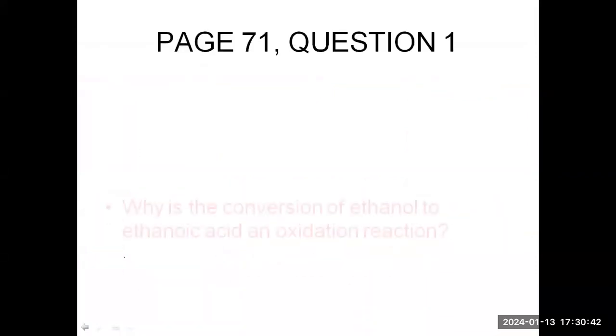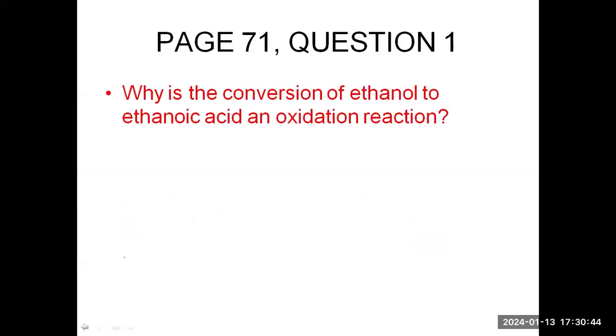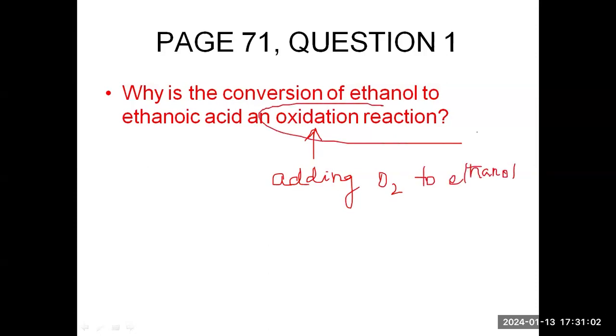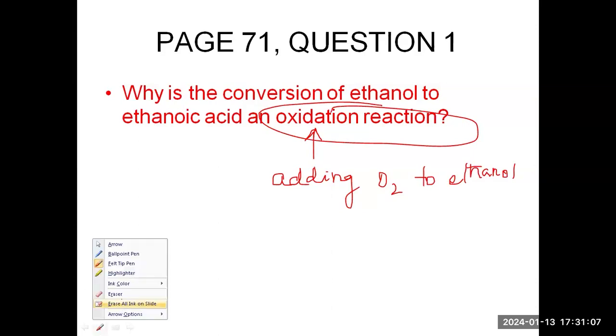So, oxidation of ethanol. Now the question based on this concept: why is the conversion of ethanol to ethanoic acid an oxidation reaction? The answer is simple, because we are adding oxygen to ethanol. It is called an oxidation reaction. Right?